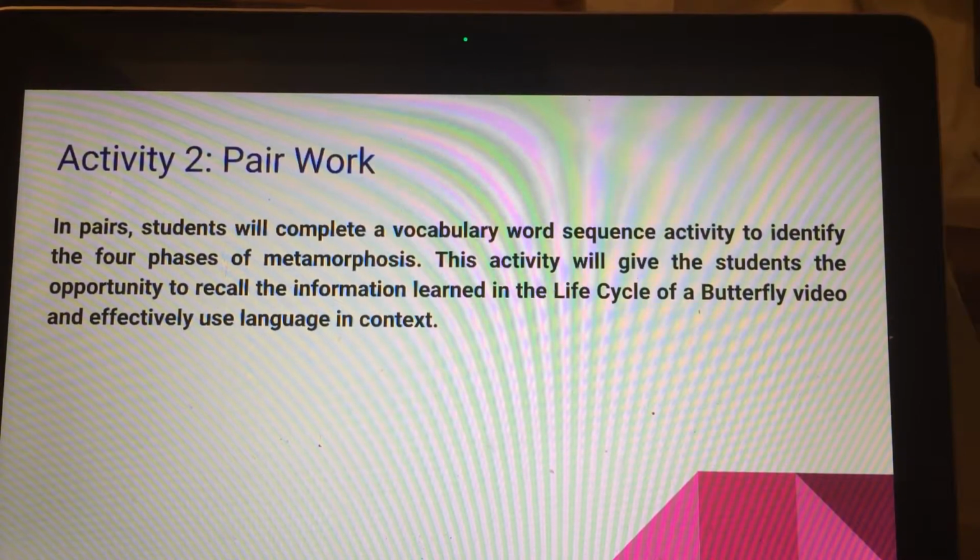Activity 2 will consist of partner work. Together, students will complete a vocabulary word sequence activity identifying the 4 phases of metamorphosis. This activity will promote recollection skills and provide students with the opportunity to effectively use oral language in context.